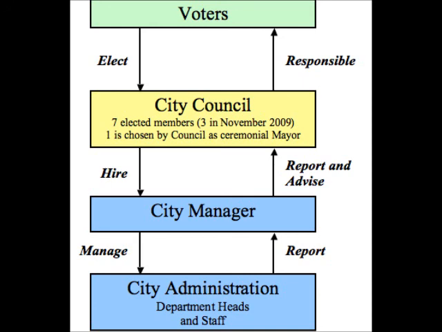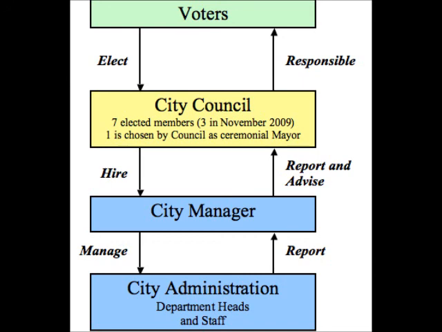Now, the council's job is to determine if the manager is doing a good job or not. So if they think the manager is doing a really poor job at whatever is going on, they fire the manager and get a new one. They don't have to wait for an election. They just do it whenever they need to. So if they don't like what the manager is doing, they get rid of the manager.